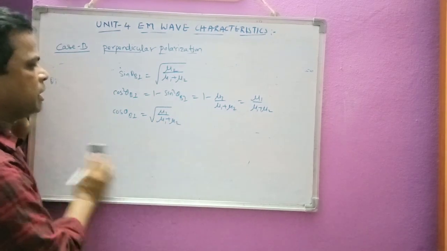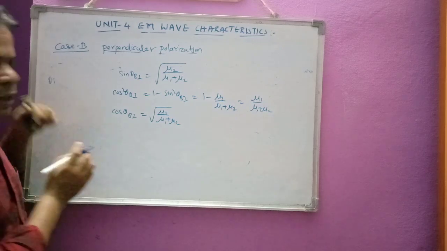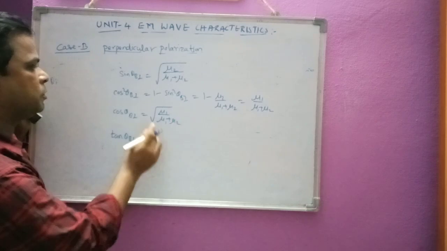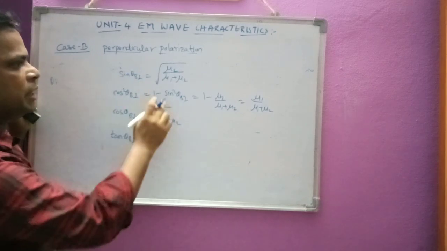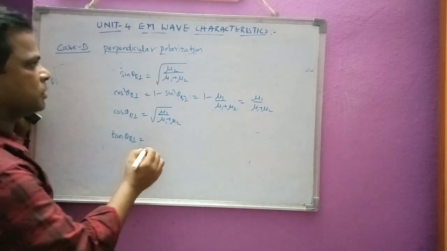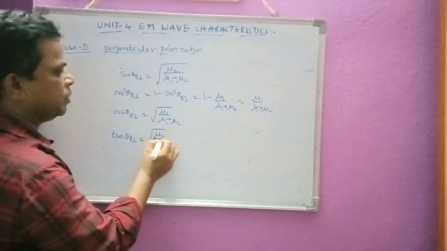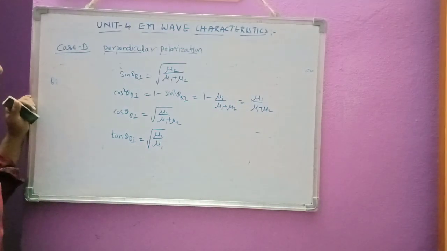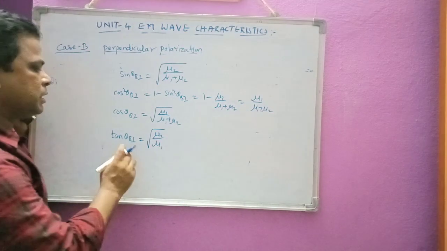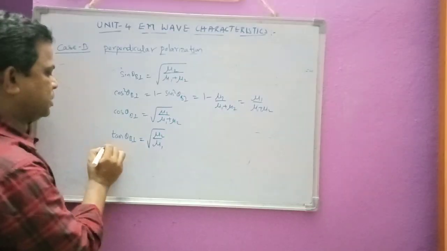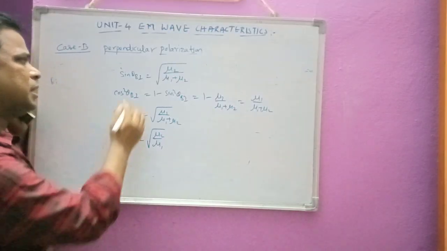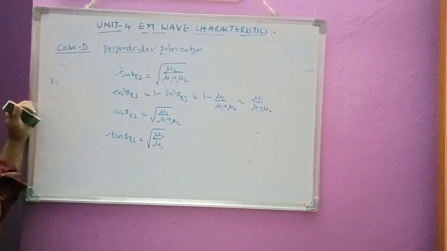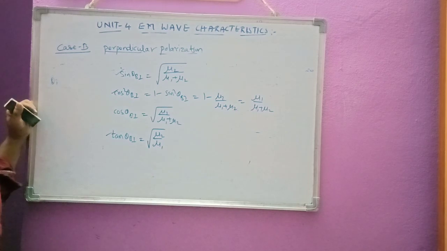Similarly, if I take the ratio of sine to cos, I will get tan theta b perpendicular, which is sine by cos. I will get the square root of mu 2 by mu 1, because mu 1 plus mu 2 will get cancelled here. So this tan theta b perpendicular is nothing but the Brewster angle. You can express the Brewster angle in terms of sine, cosine, or tan also. Any one of these can be used to calculate the Brewster angle.